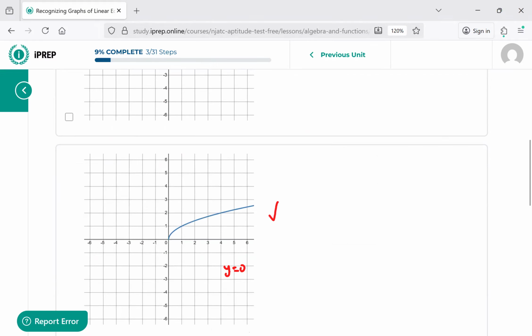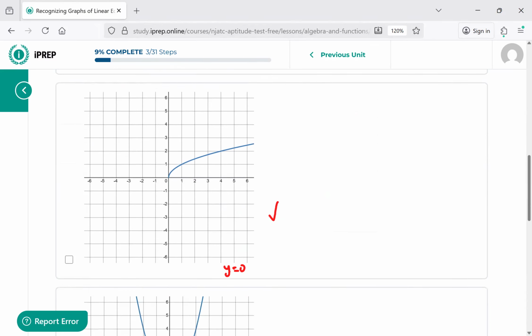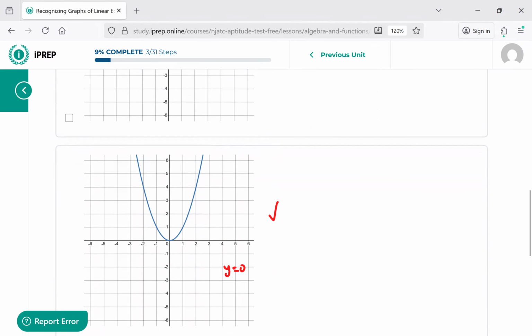This one, no. This is like a log graph. No, this is not linear. See how it curves right here? No. This one is absolutely no. It's a parabola. It's a U-shaped parabola. Yeah, that's not linear.